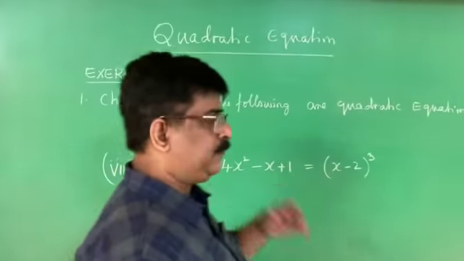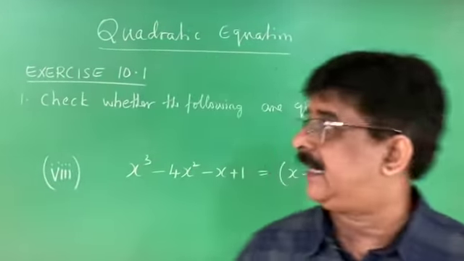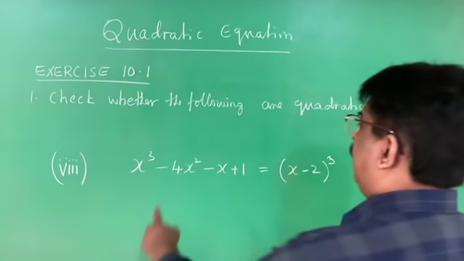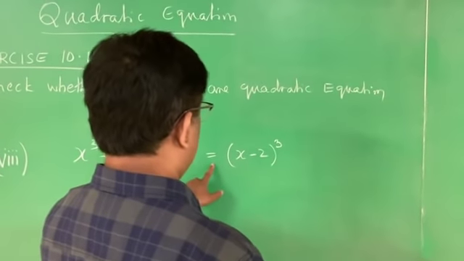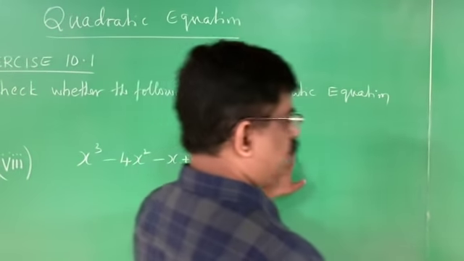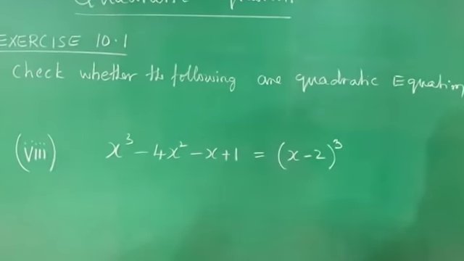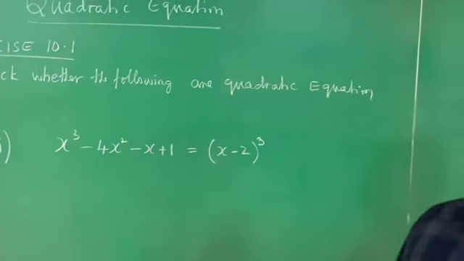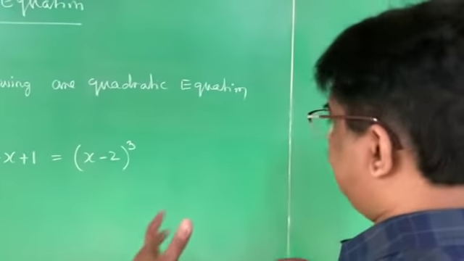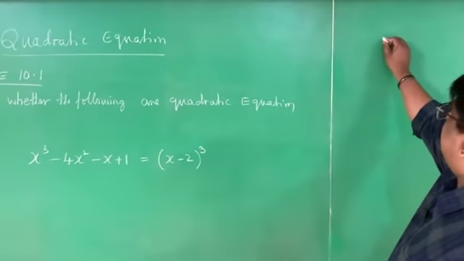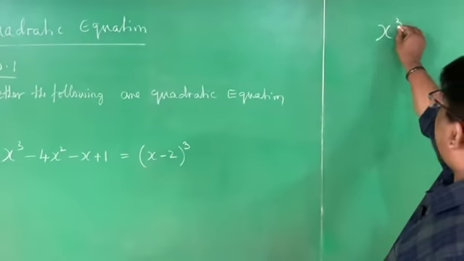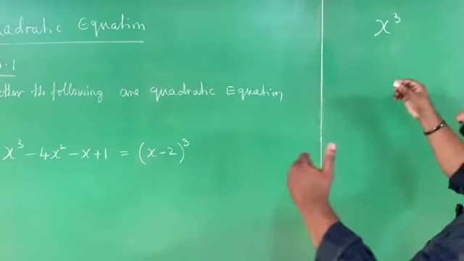Eighth and the last problem of the first main question of exercise 10.1 is x cube minus 4x square minus x plus 1 is equal to x minus 2 whole cube. All 8 problems are of very similar type. It is only for the sake of practice. You have to write and practice this. By practice only you can get mathematical level, right?